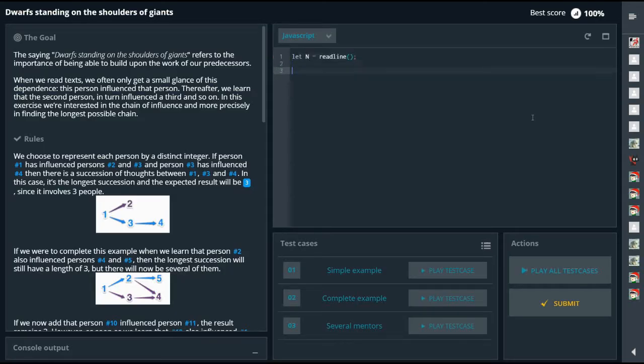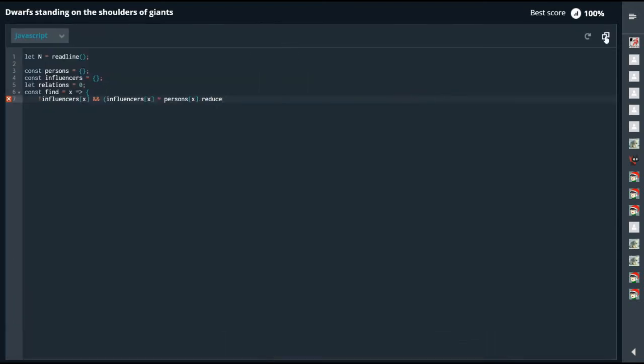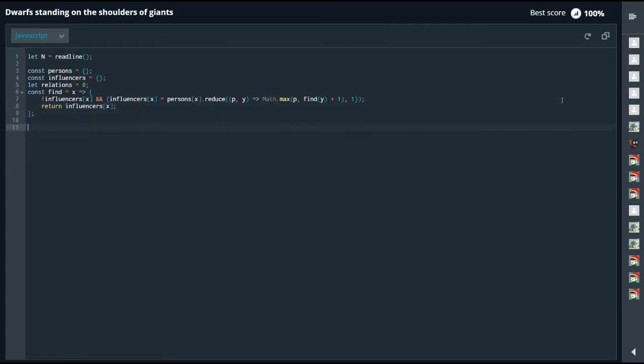Read an influencer relationship's number and set the initial data. Find is a function detecting an influencer for a given person. Build a relationship graph.